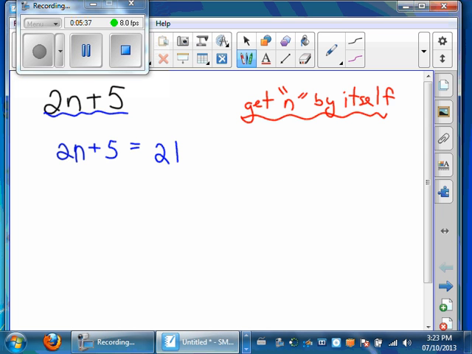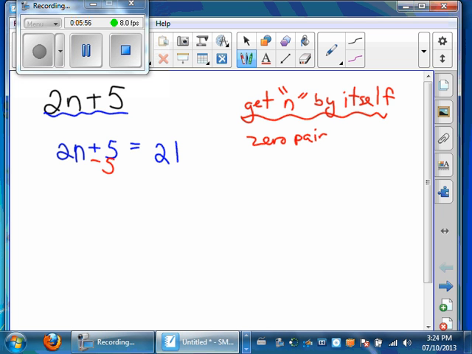So what we're going to do for starters, we're going to look to see if there are any constant terms that we can eliminate by using the concept of zero pair. Well, we know that if we had 5 here and we wanted to get rid of that 5, all we would have to do is subtract 5.